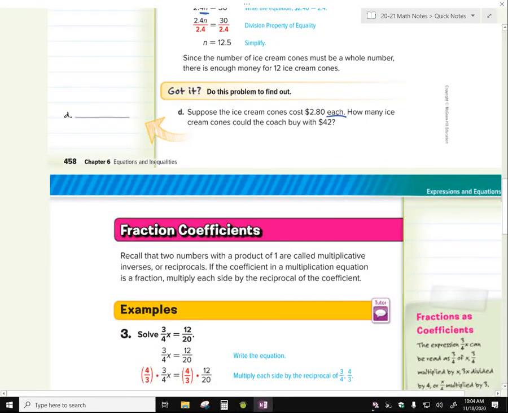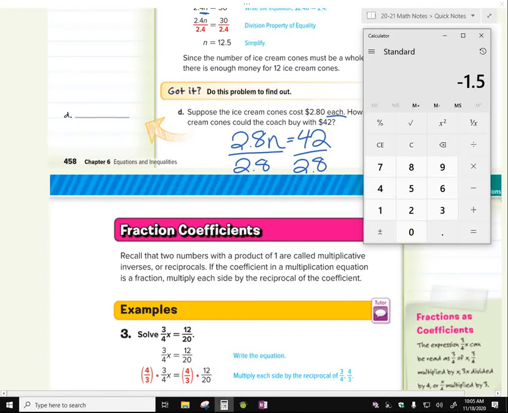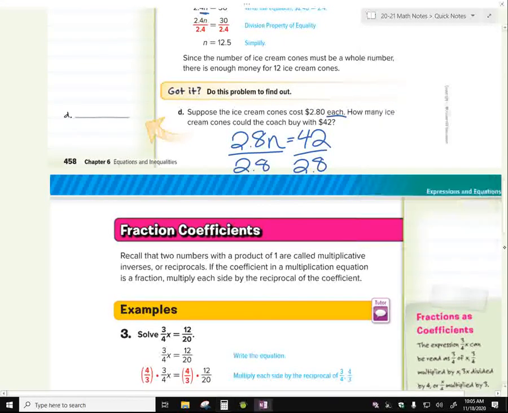For this one, suppose the cones cost $2.80 each. So I'm going to do 2.8 times the number of cones, and it's for $42. How much can the coach buy? Divide both sides by 2.8. 42 divided by 2.8 is 15. 15 cones. That's a generous coach.